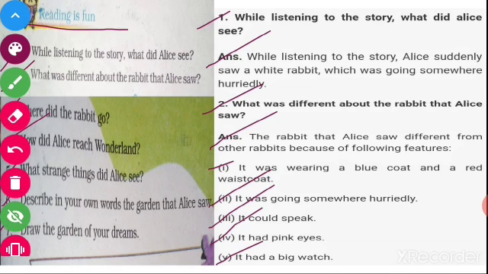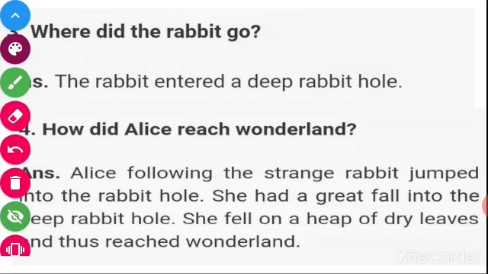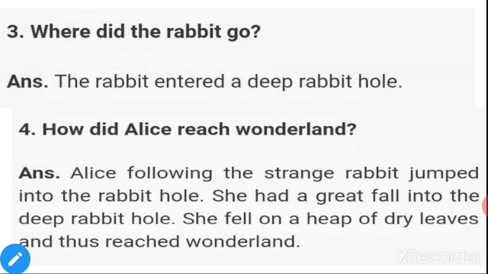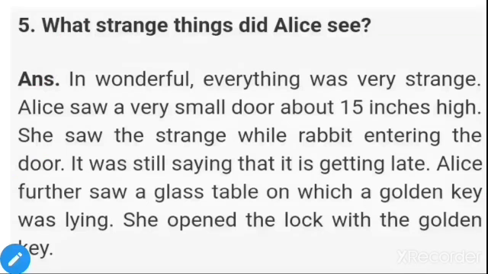And then next, third question for you. Here, where did the rabbit go? Answer for you, the rabbit entered a deep rabbit hole. Then fourth one, how did Alice reach Wonderland? Answer for you, Alice following the strange rabbit jumped into the rabbit hole. She had a great fall into the deep rabbit hole. She fell on a heap of dry leaves and thus reached Wonderland.